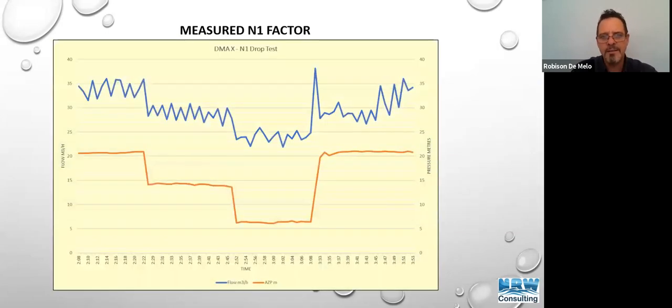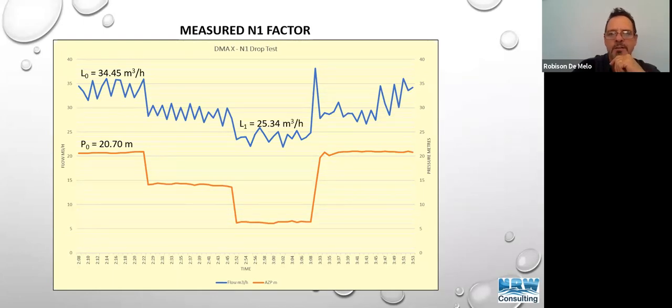How do we do that? We go on site at nighttime, at minimum night flow, and we measure it. We do what we call the drop test. Doing this drop test for this area, we start with an L0 of 34 cubic meters per hour with a pressure of 20 meters.